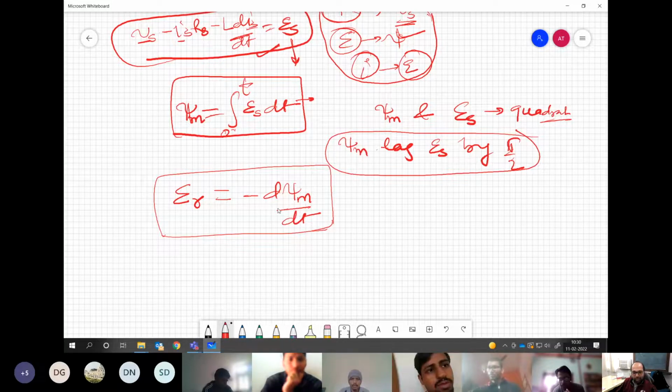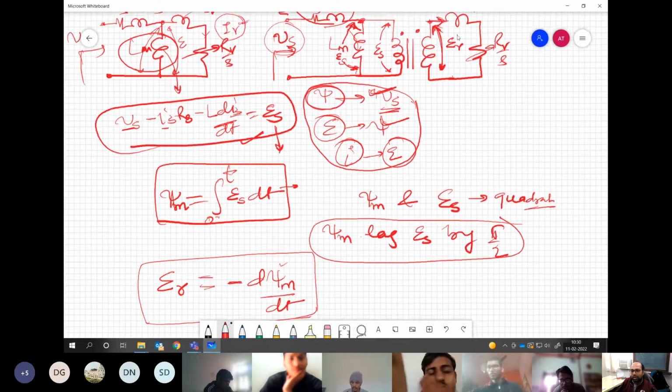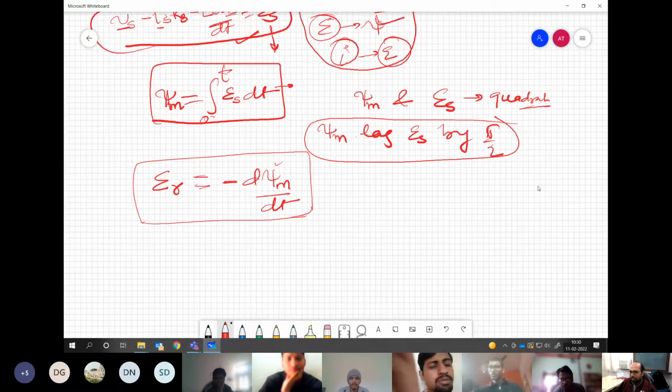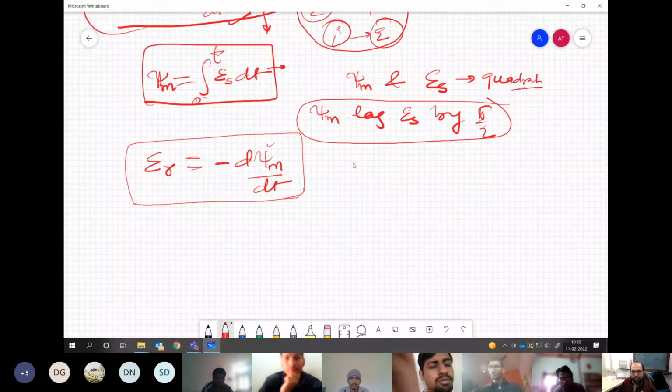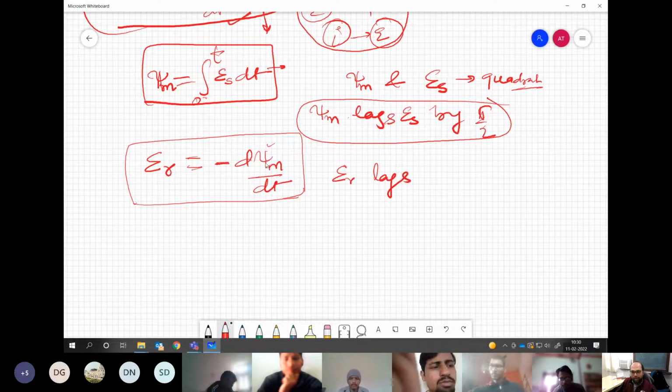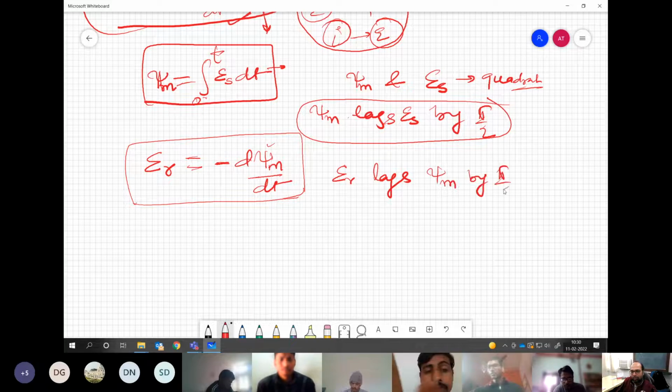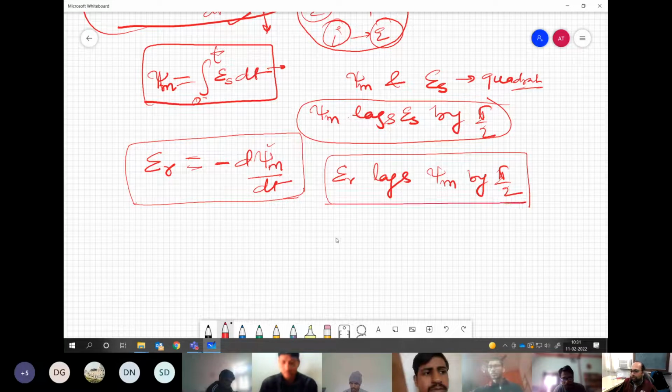Okay. Now, this voltage is generated because of the magnetizing flux. And which voltage is this? ER. Any doubt in this? Any problem? Say yes or no. Now, because this is minus d psi m by dt, ER will basically lag psi m by pi by 2. Fine. Any problem in this?